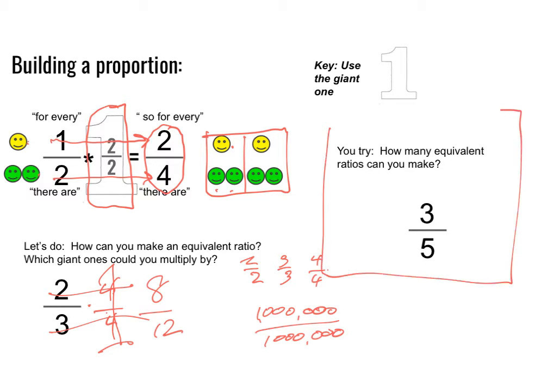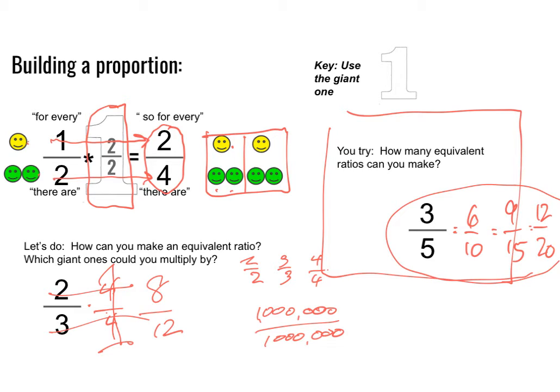You try one. How many equivalent ratios can you make? Did you get 6/10? Did you get 9/15? 12/20? All four of these ratios are equivalent. If we talk about simplifying a ratio, we would go back down to 3/5 because the greatest common factor of 3 and 5 is 1.